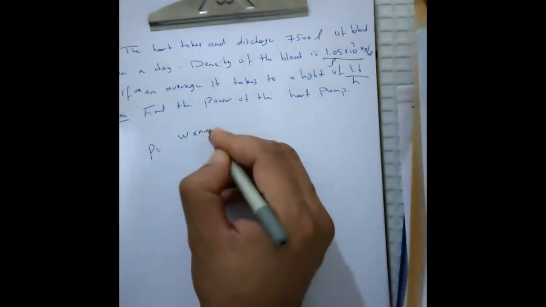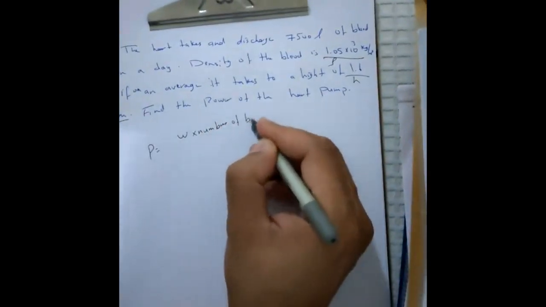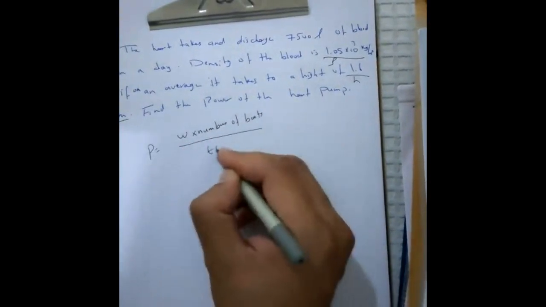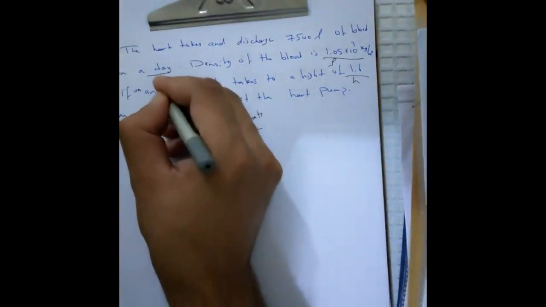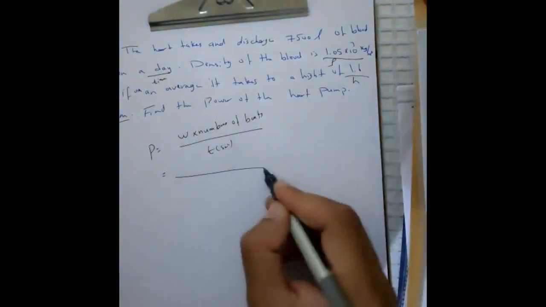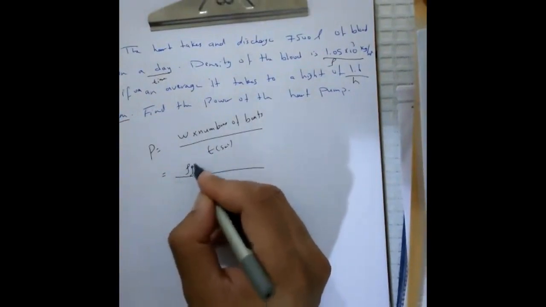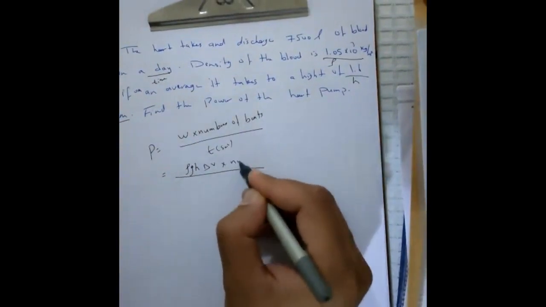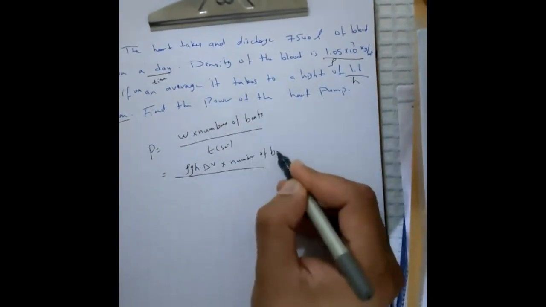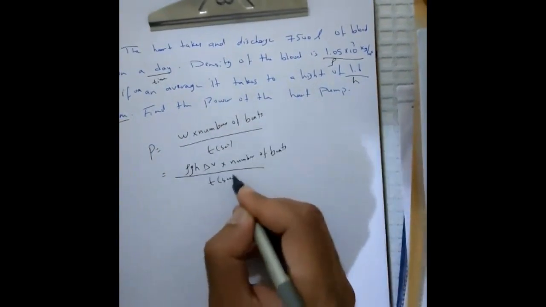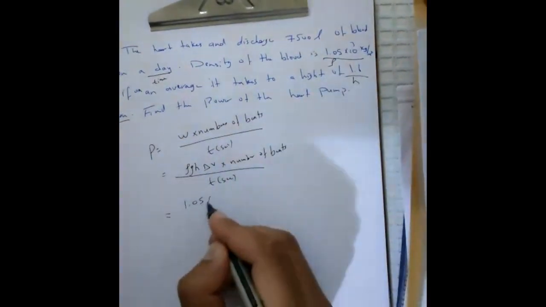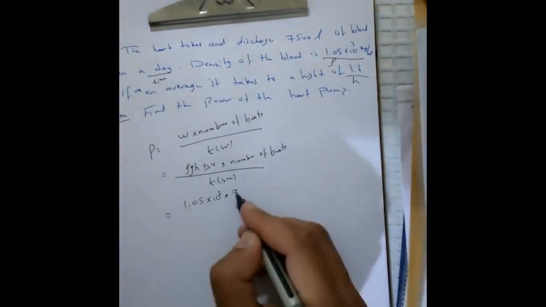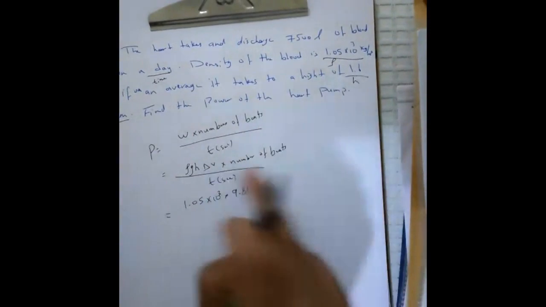The power of the heart is W times number of beats over time in second. This is a day, so this is the time. I don't have the work, but I know that the work is rho g h delta V, multiplied by number of beats over time in second. Rho is given: 1.05 times 10 to the power 3. g is 9.81, and all of them should be in meter.